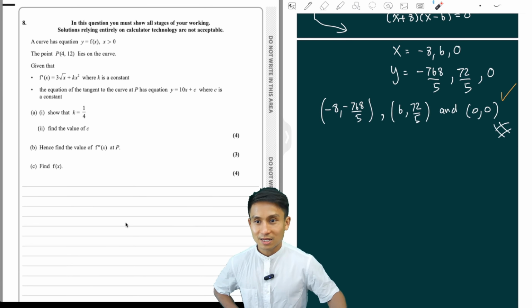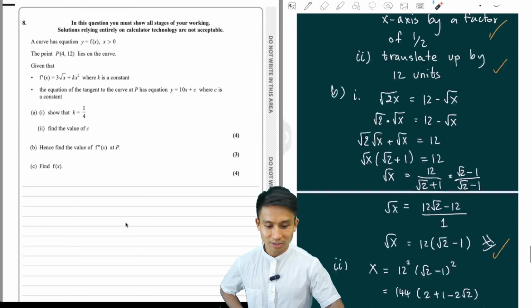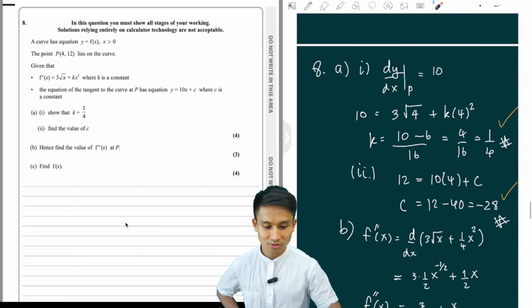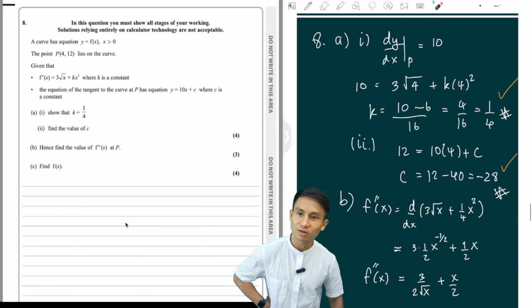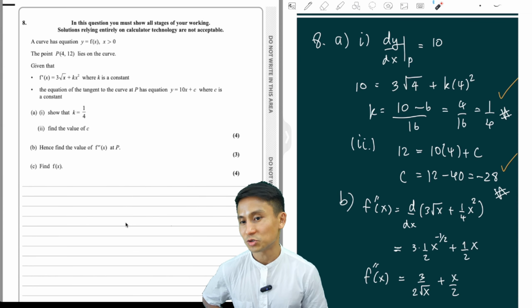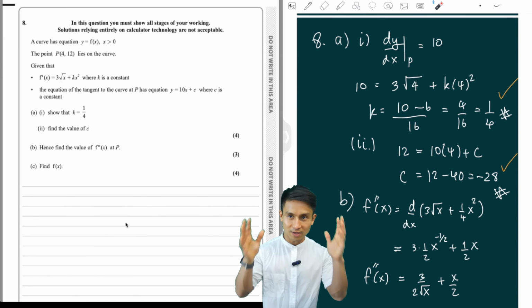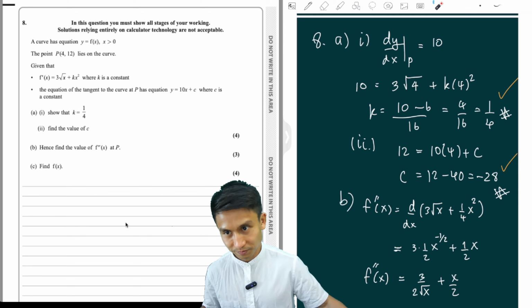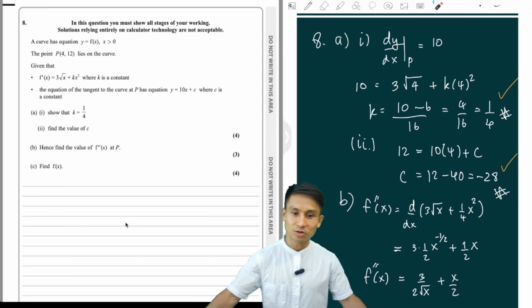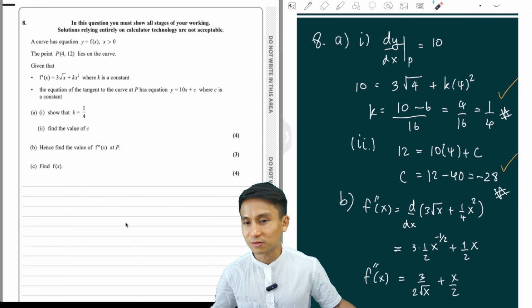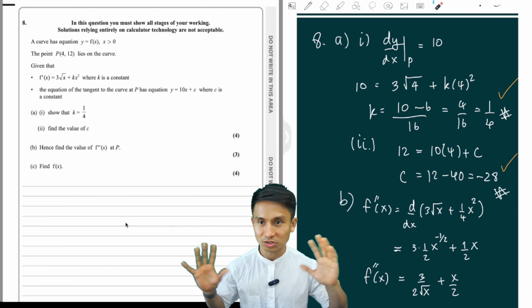Question 8, still calculus here. Question 8, so it's just differentiation and integration, so make sure you go through thoroughly. They give you the derivative function there, and then you need to use the information to find things. So this is basically just going through.